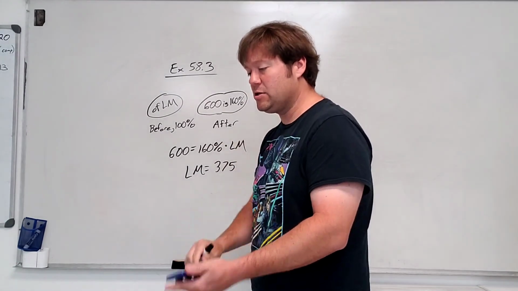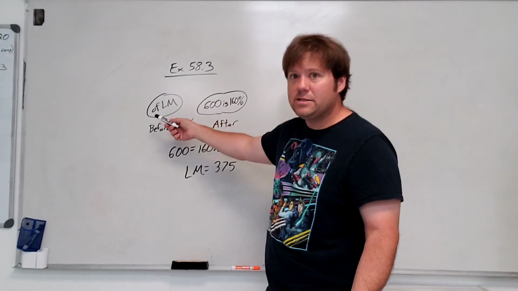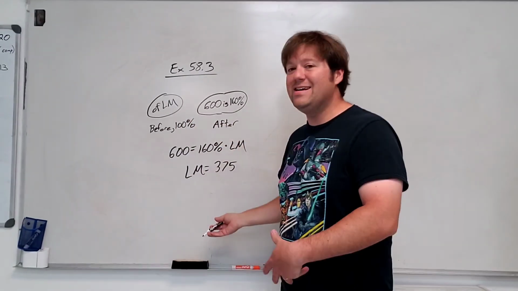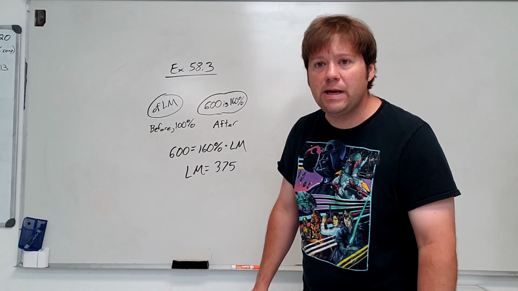And that makes sense because remember, they hid more this month. So last month, they hid less. So 375 is less than 600, so it makes sense. So these can be a little tricky. Just be careful on them.